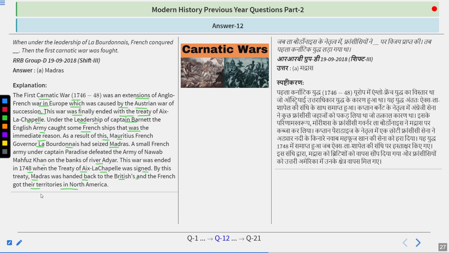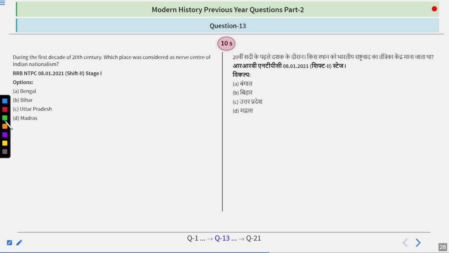This was Madras. So the next question that we have in the modern history previous year questions part 2 is: during the first decade of the 20th century, which place was considered as the nerve center of Indian nationalism? The options are Bengal, Bihar, Uttar Pradesh or Madras. So take your time and try to find out the answer, guys.